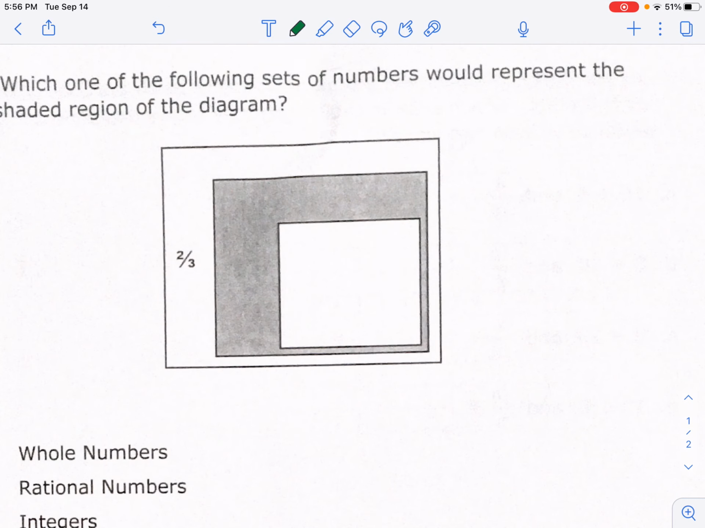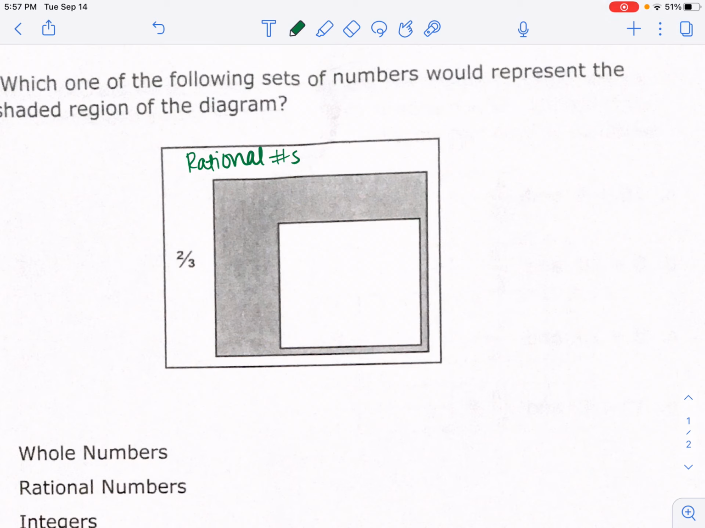I had this up on the board for the entire first part of the year, so let's make sure that we remember. The big outside box is going to be rational numbers. This is basically any kind of number. It can have a fraction or a decimal. It can be a percent. It can be positive or negative. Doesn't matter. It's a number. So those are rational numbers.